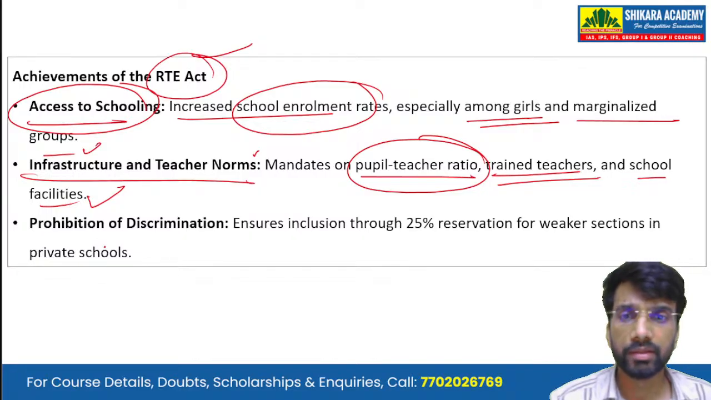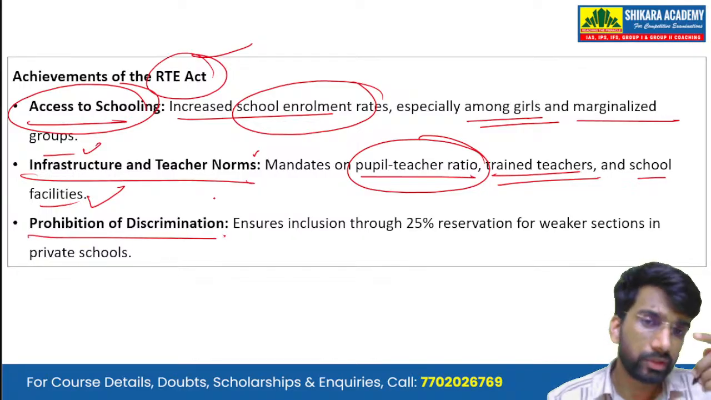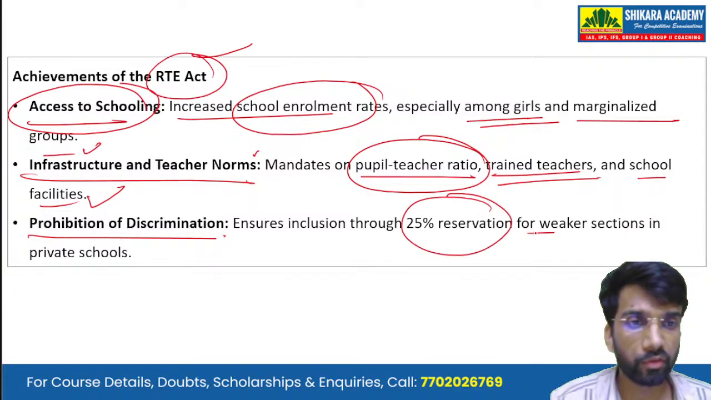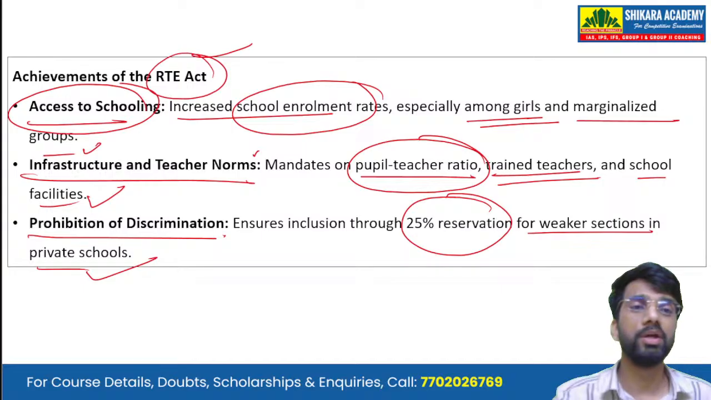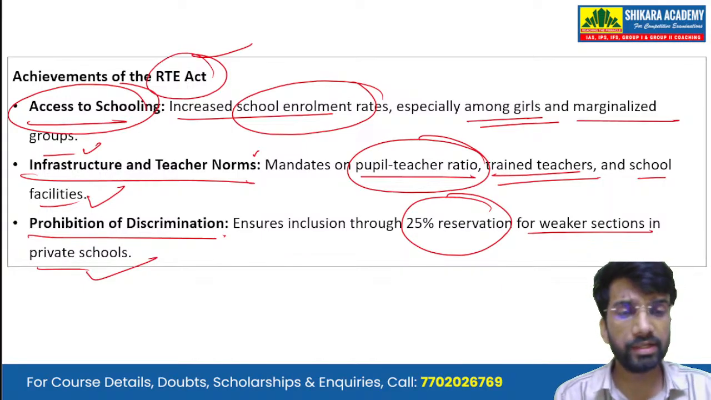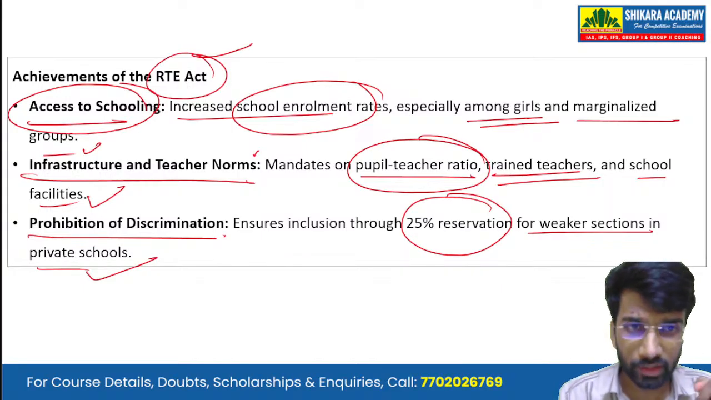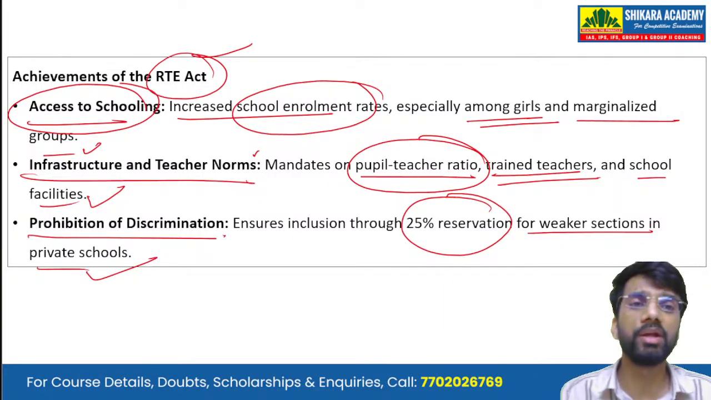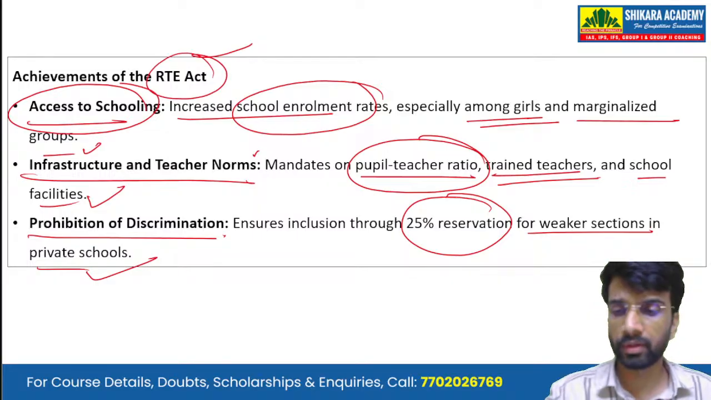Then prohibition of discrimination. Now this RTE Act ensures the inclusion of 25% reservation for weaker sections in the private schools. So now private schools are also mandated to reserve 25% of their seats for the economically weaker sections of the society.